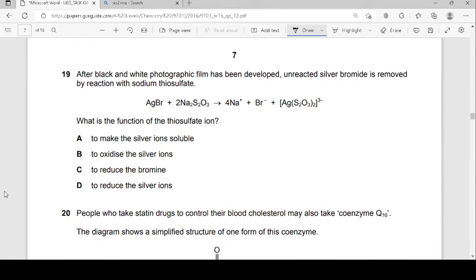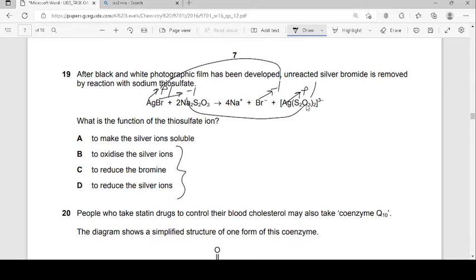Question 19. After black and white photographic film has been developed, unreacted silver bromide is removed by reaction with sodium thiosulfate. What is the function of the thiosulfate ion? To make the silver ion soluble, to oxidize silver ions, to reduce the bromine, to reduce the silver ions. But for these three options, I would have to have a redox change, right? But if I look at this, +1, +1, -1, -1, there's literally no redox reaction happening here, which means that immediately options B, C, and D are out, and my answer is A.